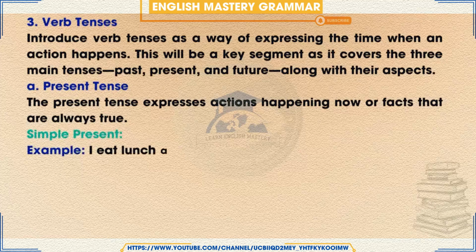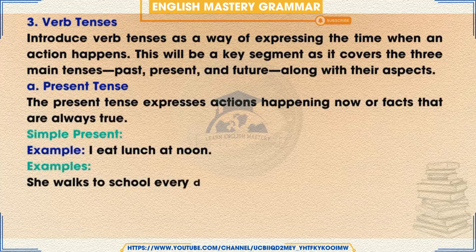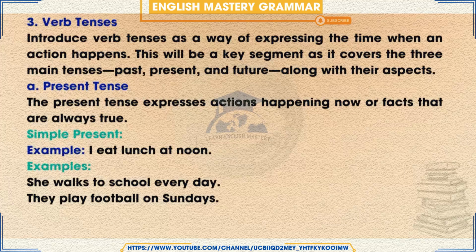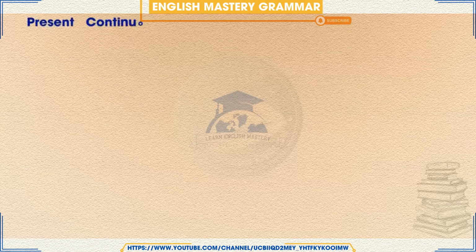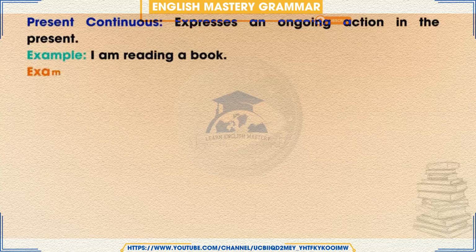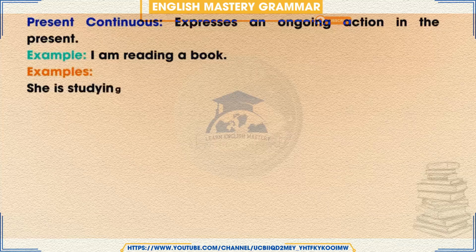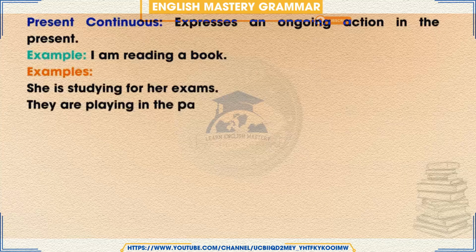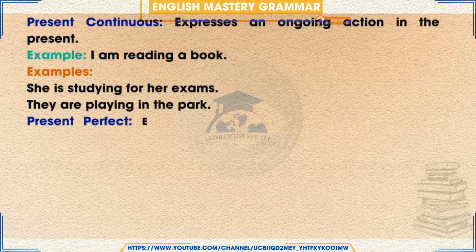Simple present. Example: I eat lunch at noon. Examples: She walks to school every day. They play football on Sundays. Present continuous. Expresses an ongoing action in the present. Example: I am reading a book. Examples: She is studying for her exams. They are playing in the park.